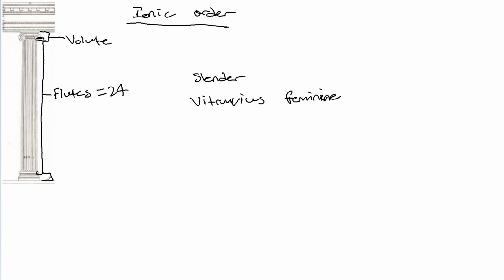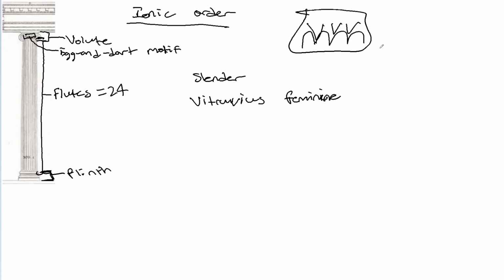Alright, and now an obvious difference here is that there's actually a plinth this time, which was not seen in the previous order. One more thing to note is that right here in your capital, it's hard to see, but there's usually something called an egg and dart motif. They usually look like little circles with little arrows, and these are usually associated with the Ionic order.